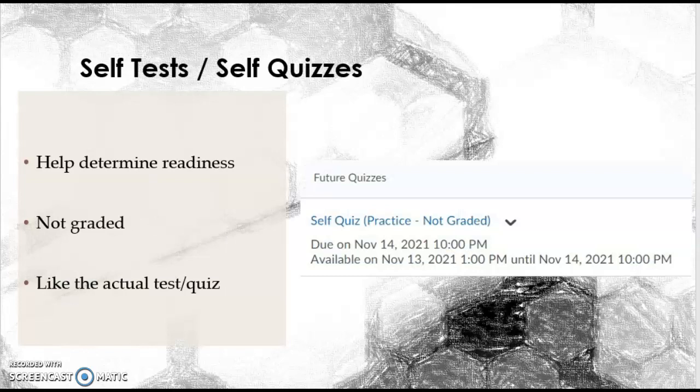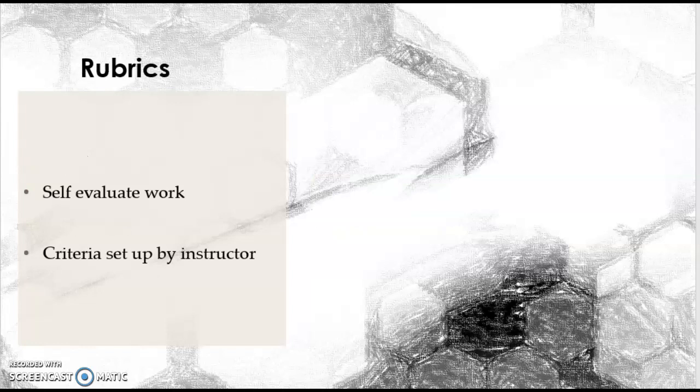In addition, when available, learners should take self-tests and self-quizzes. They should not be graded, and they should look like an actual test or quiz, mainly for practice and determine readiness. Rubrics. Learners should check the rubric to determine the criteria set up by the instructor and self-evaluate work.